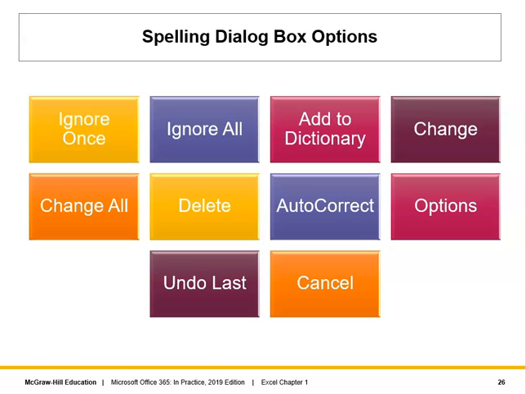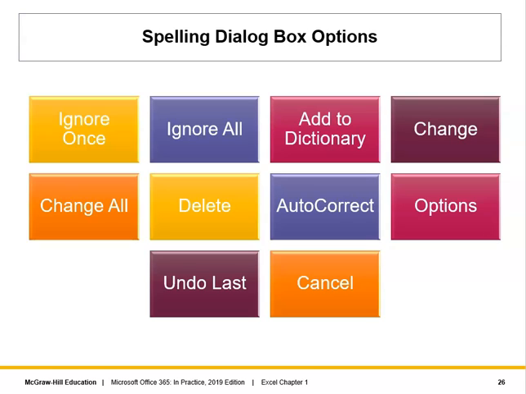The Spelling dialog box includes the options shown here for handling a found error. Ignore once will skip the occurrence of the label. Ignore all will skip all occurrences of the same spelling of the label. Add to dictionary adds the label to the default dictionary. Change changes the label to the highlighted entry in the suggestions box. Change all works the same way as the change feature, but this changes the same label throughout the entire worksheet.